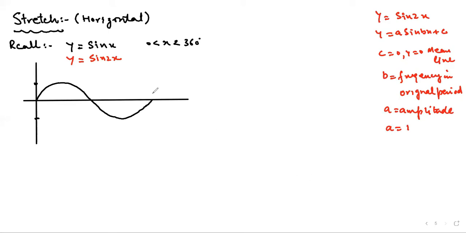This one is 360 degrees. This one is 180. Now we will have to draw two loops of this one in 360 degrees or one loop in 180 degrees. Is there any confusion now?